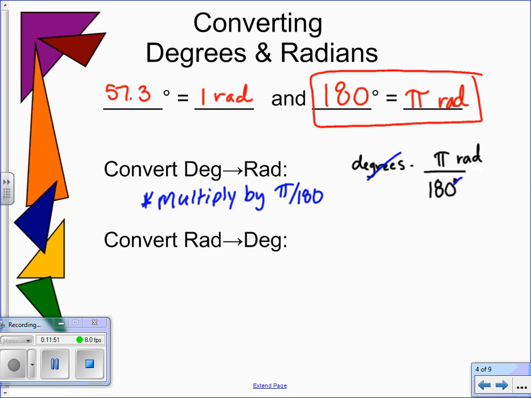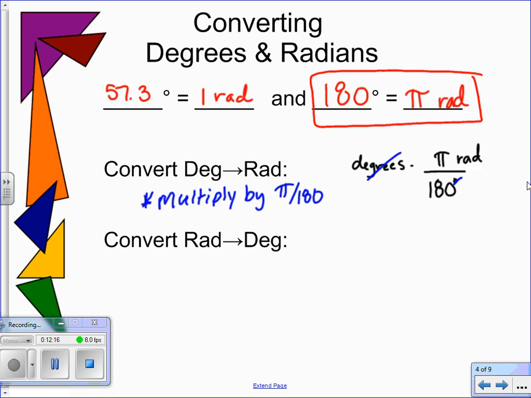It's the same way if you have something in feet and you want to turn it into inches, multiply by 12 inches over 1 foot. Then your feet will cancel out and you'll be left in inches. Or if you have something in hours and you want to figure out how many minutes that is, multiply by 60 minutes over 1 hour, and you cancel out hours and you change it into minutes.